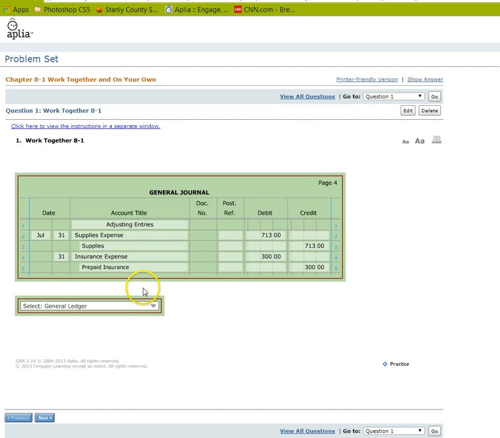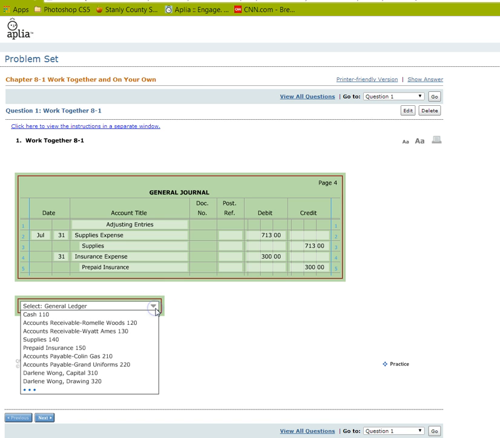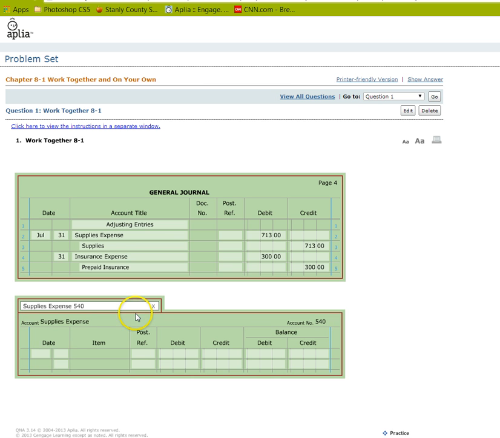Alright, now we have to post these in our general ledger. I'm going to start with the first one of supplies expense. Alright, supplies expense, July 31st. It comes from the general journal, page 4. So I'm going to put in G4. It was a debit of $713. Alright, I didn't have anything in there, so now it leaves me a balance of $713. I need to show that I posted that in 540, so I come back up here to the post reference column and I'm going to put in 540.